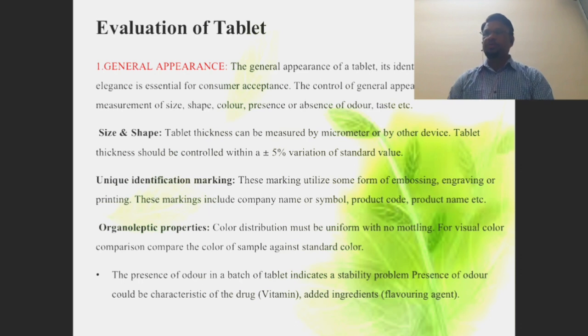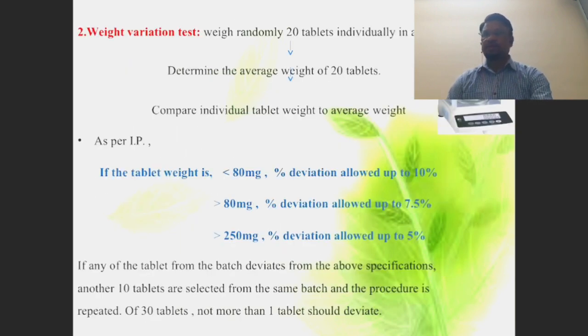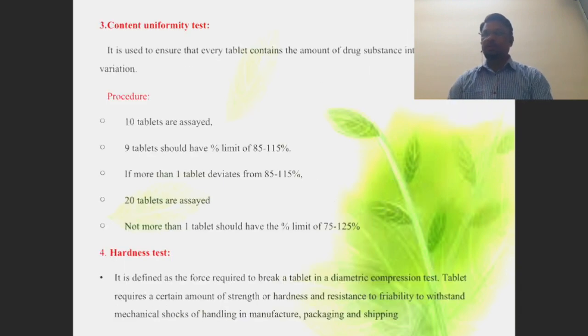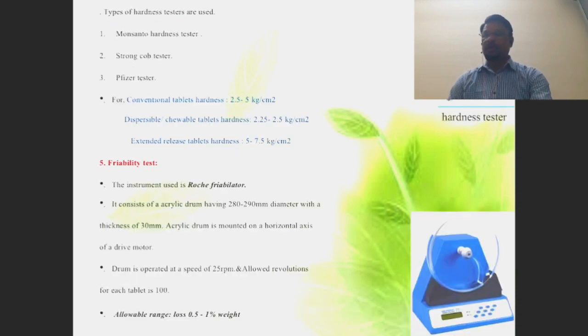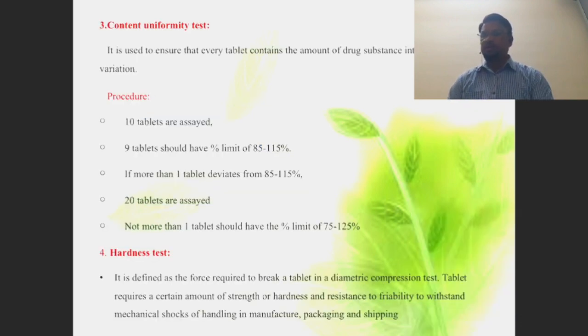You can see the evaluation of the tablet: basically shape and size, then identification, then weight variation of the tablet is one of the evaluation parameters. Third is the content uniformity. Fourth is the hardness of the tablet. Fifth is the friability test, to see how brittle it is, and this friability test is done by the Roche Friabilator. Hardness is measured by the Monsanto and Pfizer type of hardness tester.